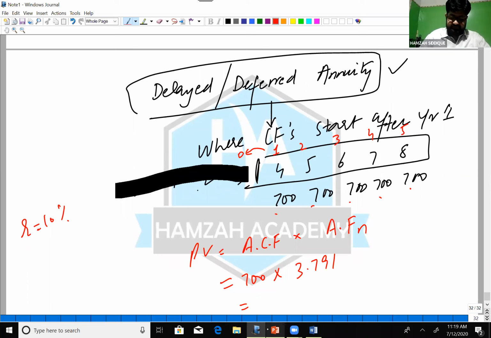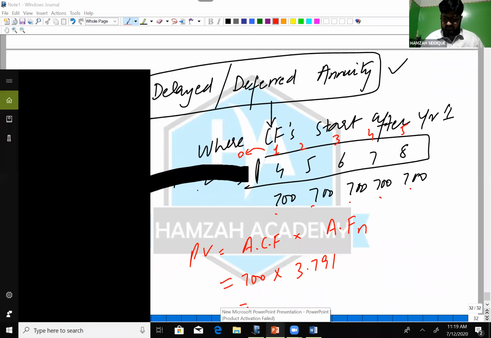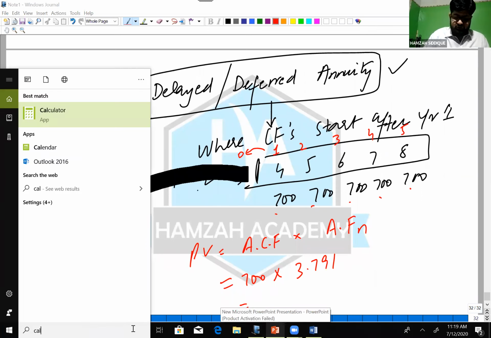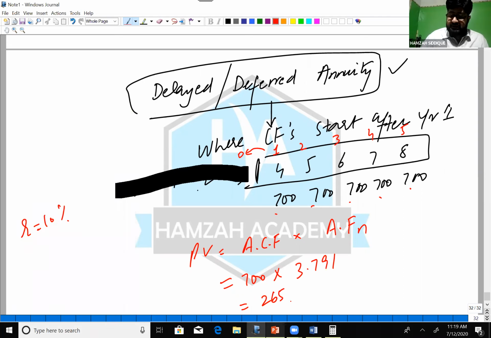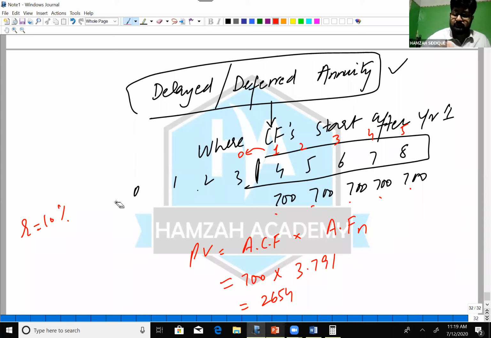So just see here. 700 cross 3.791. It is 2654. But this answer is falling here. But if we see, this is not year 0. This is year 3. So 2654 is falling here. Now we have to take it to year 0.